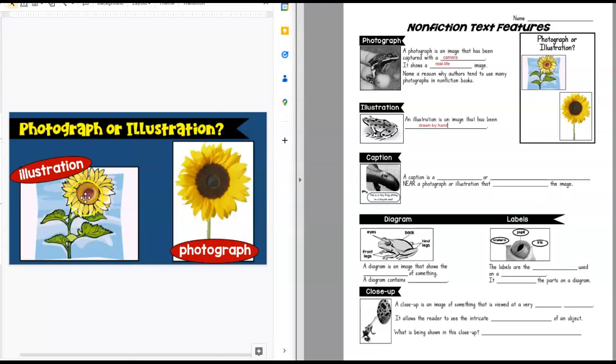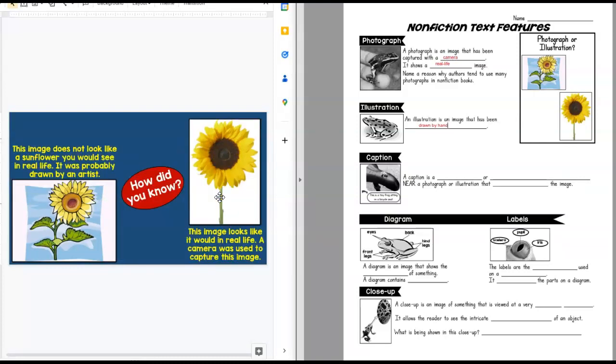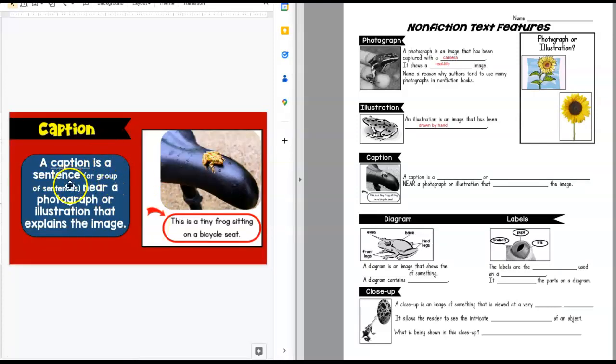Okay, so you can see that somebody drew this and painted the clouds behind it, and this is an actual photograph of a sunflower. The image does not look like a sunflower you would see in real life, and that's because it's been painted. So, okay, now let's go to what a caption is. A caption is a sentence, or it can be more than one sentence, a group of sentences, so it could be 4 or 5, that is near a photograph or an illustration that explains the image.